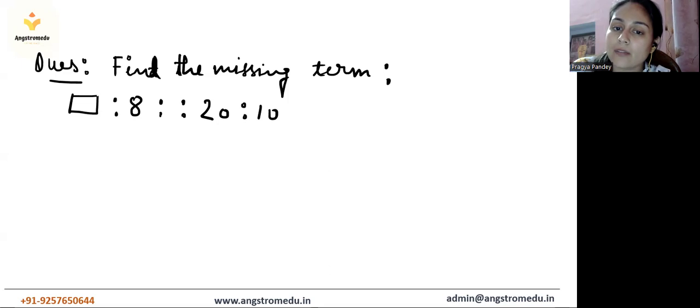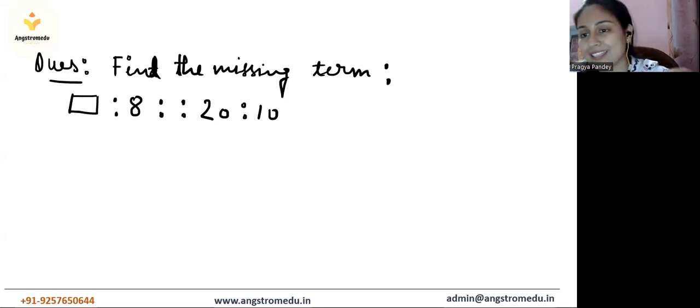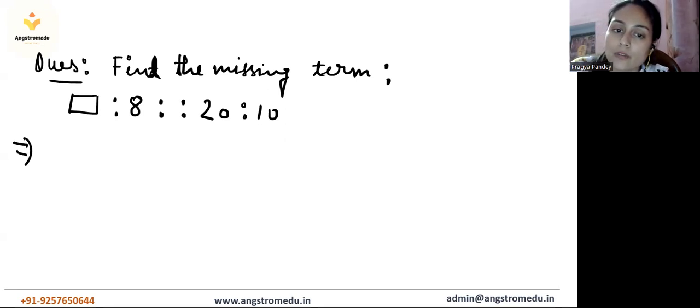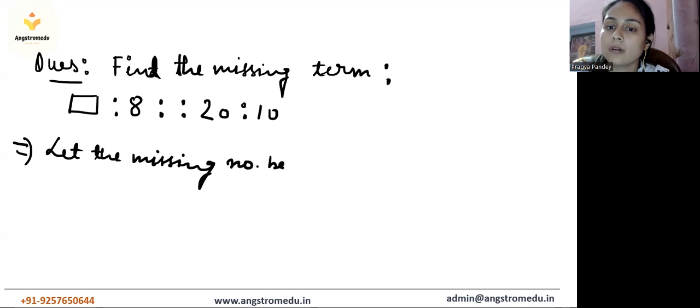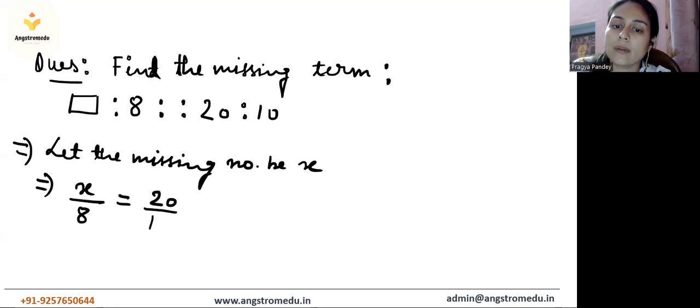Okay, so this we have studied previously. I've told you that in proportion you just have to keep one thing in your mind. The ratio of the first and second should be equal to the ratio of the third and fourth quantity. Okay, so this we know. Because we don't know what number should be inside the box, we are taking it as x. So let the missing number be x. So we can simply write it as x by 8 is equal to 20 by 10.